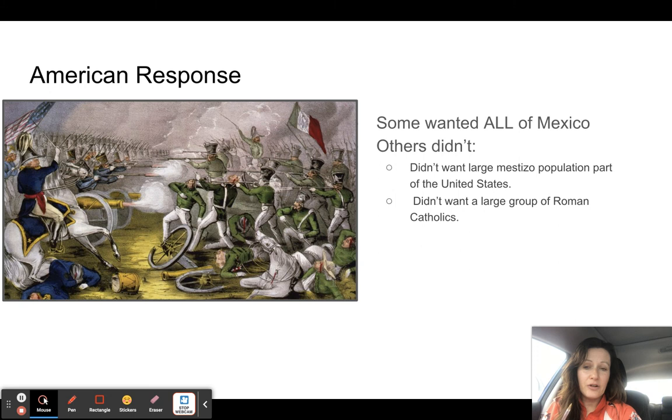Some didn't like it for not so much noble reasons. They just didn't want a large mestizo population as part of the U.S. If we're going to have manifest destiny, we want a quote-unquote white Protestant America, which also meant they did not want a large group of Roman Catholics now in their country. Now you have Catholic voters, right?